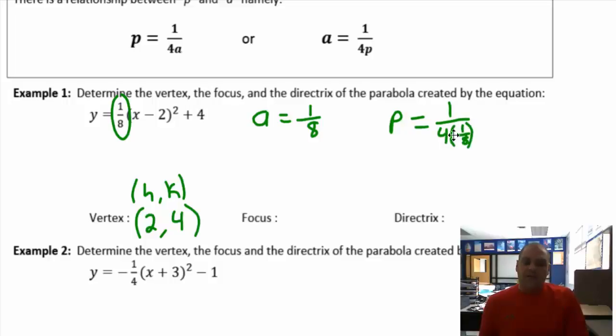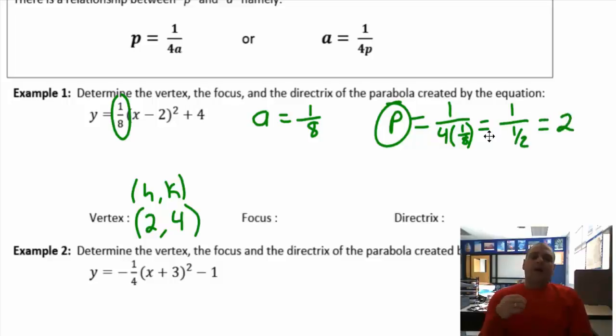And a is 1/8. So my p value, which I need to find the focus and directrix, is 1 over 4 times a. a is 1/8, and 4 times 1/8 is a half. So it's 1 divided by a half, and therefore, 1 divided by a half is 2. So my p value is going to be 2 in this case.